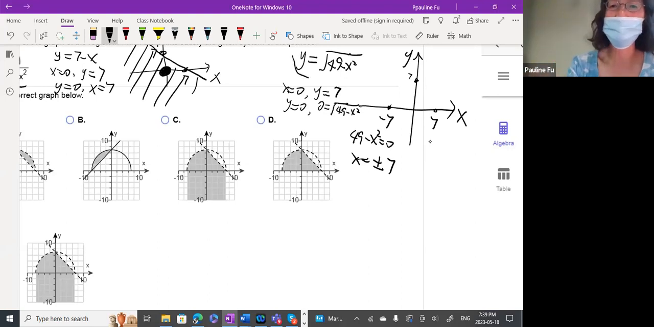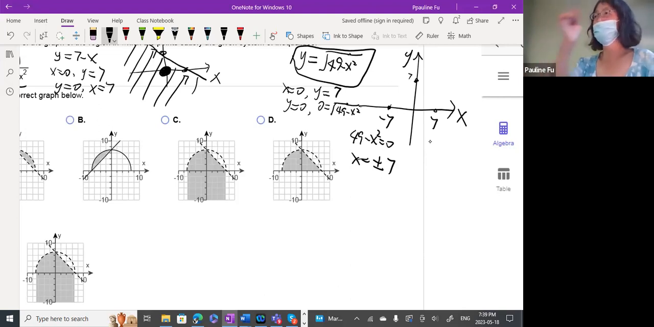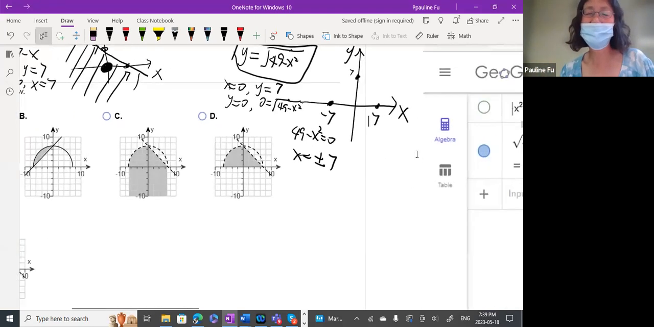Remember, this graph is not a straight line. No, not a straight line. Okay, it is curved. Okay, to draw the curve, you need more points, not just 2 points. For straight line, you can have 2 points, but for curved, you need more points. Right now, we just have 3 points. We need more. Okay, and now let's find more points.